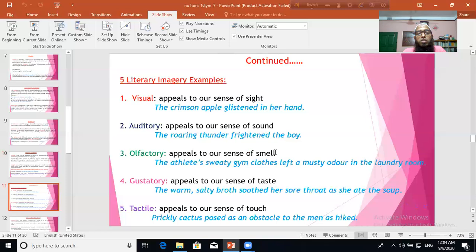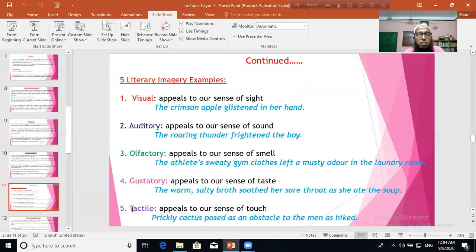Olfactory appeals to our sense of smell. The athlete's sweaty gym clothes left a musty odor in the laundry room. Odor means bad smell. Gustatory appeals to our sense of taste. The warm, salty broth soothed her sore throat as she ate the soup. So it is the example of what? Appeals to our sense of taste. So salty, it is a matter of taste.